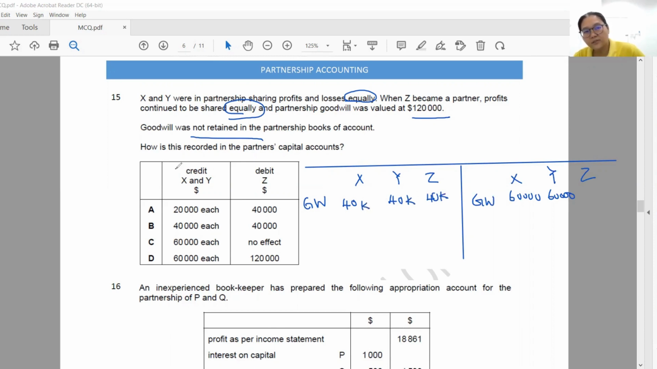So what happened to the credit of X and Y? Notice that the credit is more than the debit, so it will increase by 20,000, whereas Z is debit 40,000. So the answer will be A.